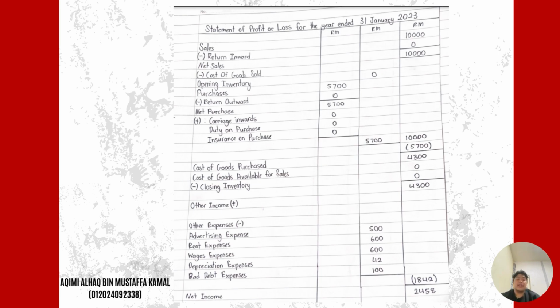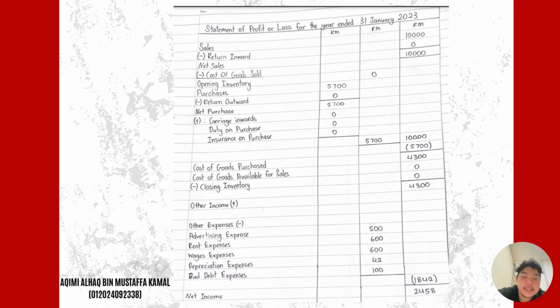Do not forget to add the CDI, which is carriage inward, duty on purchase, and insurance on purchase. For these three, there is no figure at all, so it's going to be 0. So we bring our net purchase to the middle column, and we need to plus it with opening inventory, but there's no opening inventory, so we bring the net purchase to the last column, and we need to minus it with the net sales.